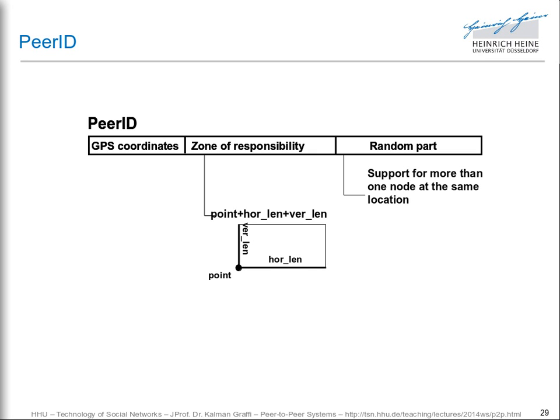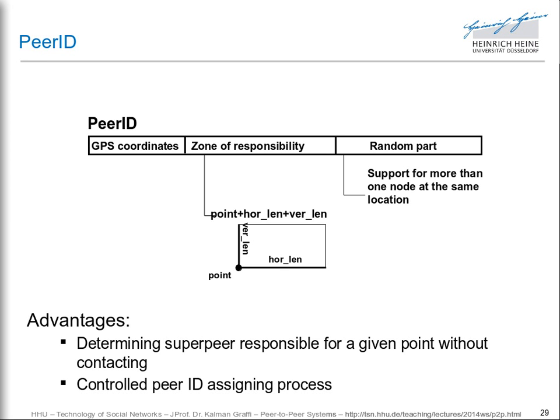Okay. So the advantages are that we can determine super peer responsibility for a given point without contacting him, only by looking at his peer ID. And we have a controlled peer ID assignment process.